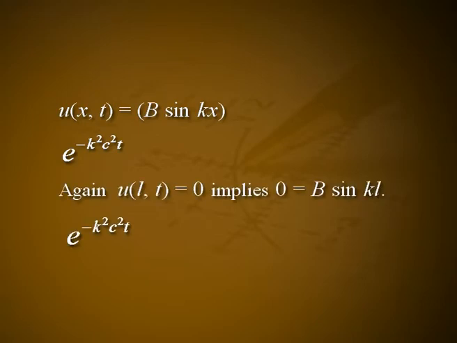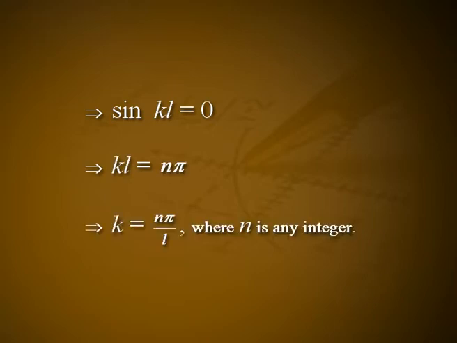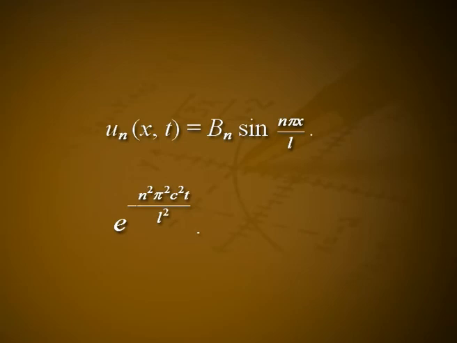Again, u(L, t) = 0 implies 0 = b sin(kL) e^(-k²c²t), which implies sin(kL) = 0. That implies kL = nπ, which implies k = nπ/L, where n is any integer. Therefore, the solution becomes u_n(x, t) = b_n sin(nπx/L) e^(-n²π²c²t/L²).